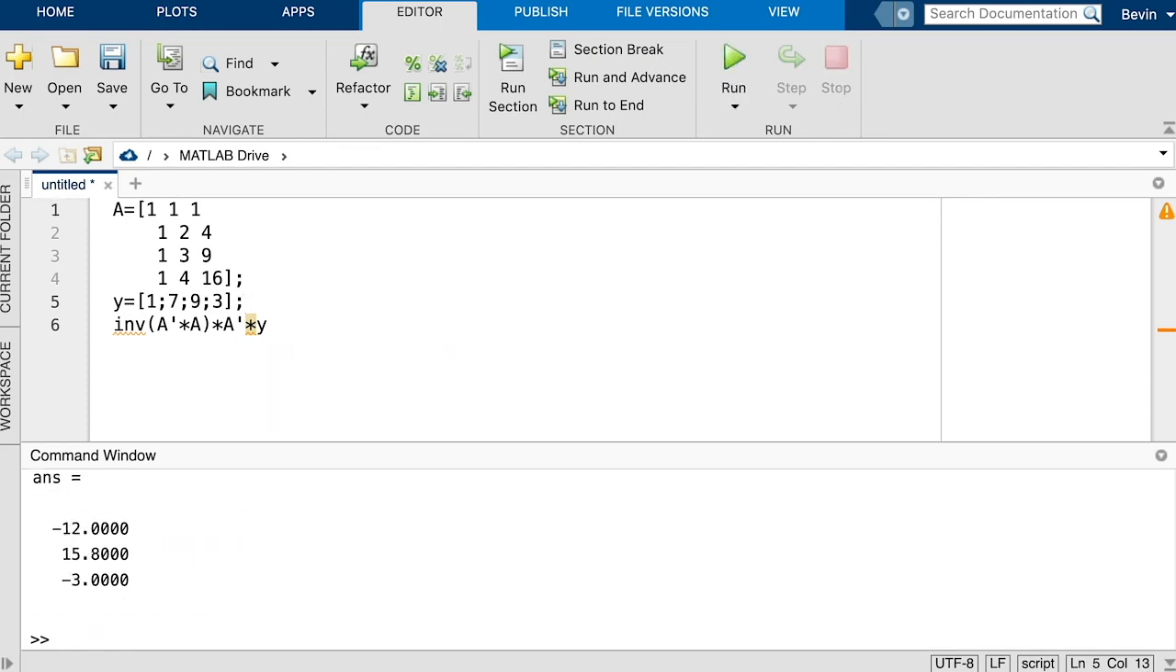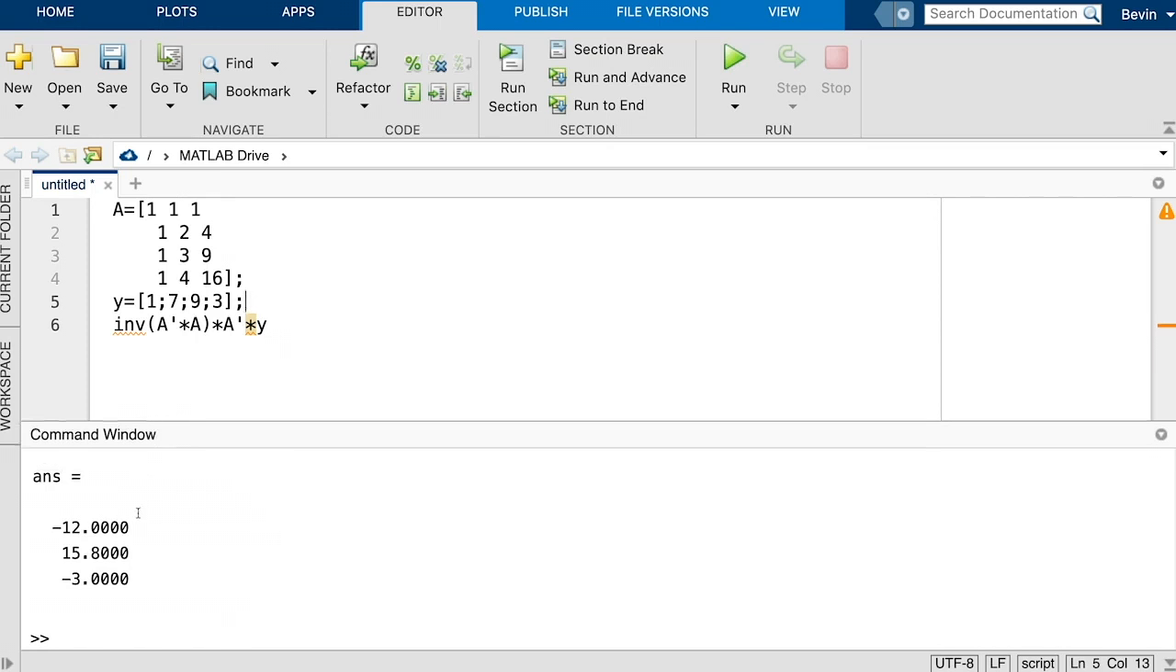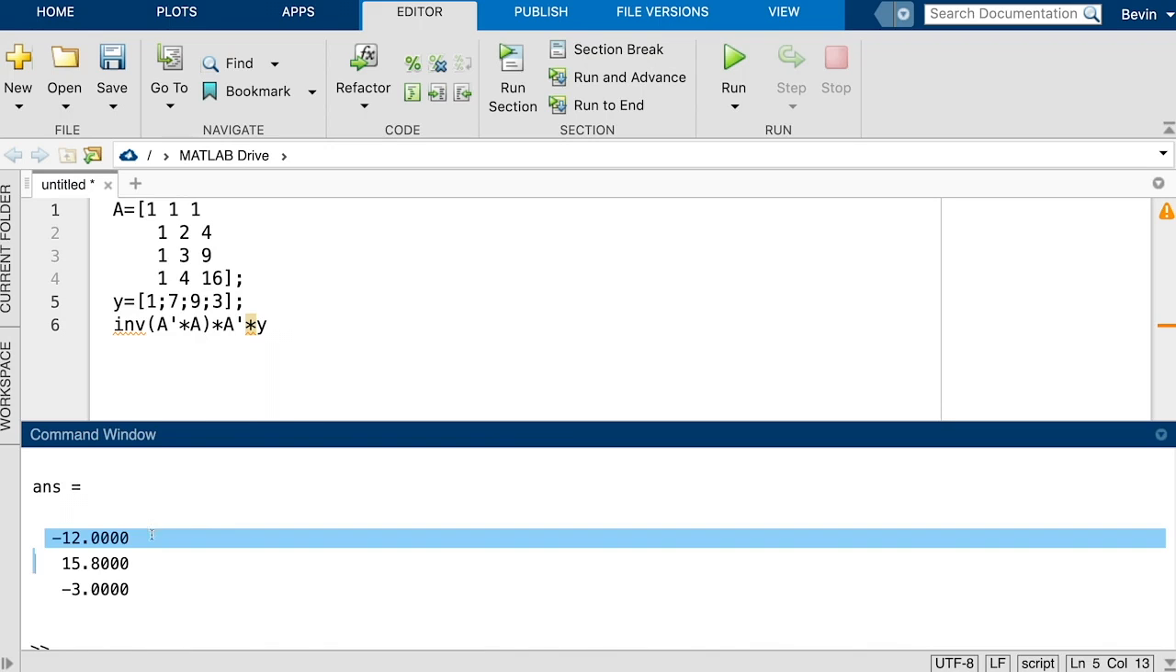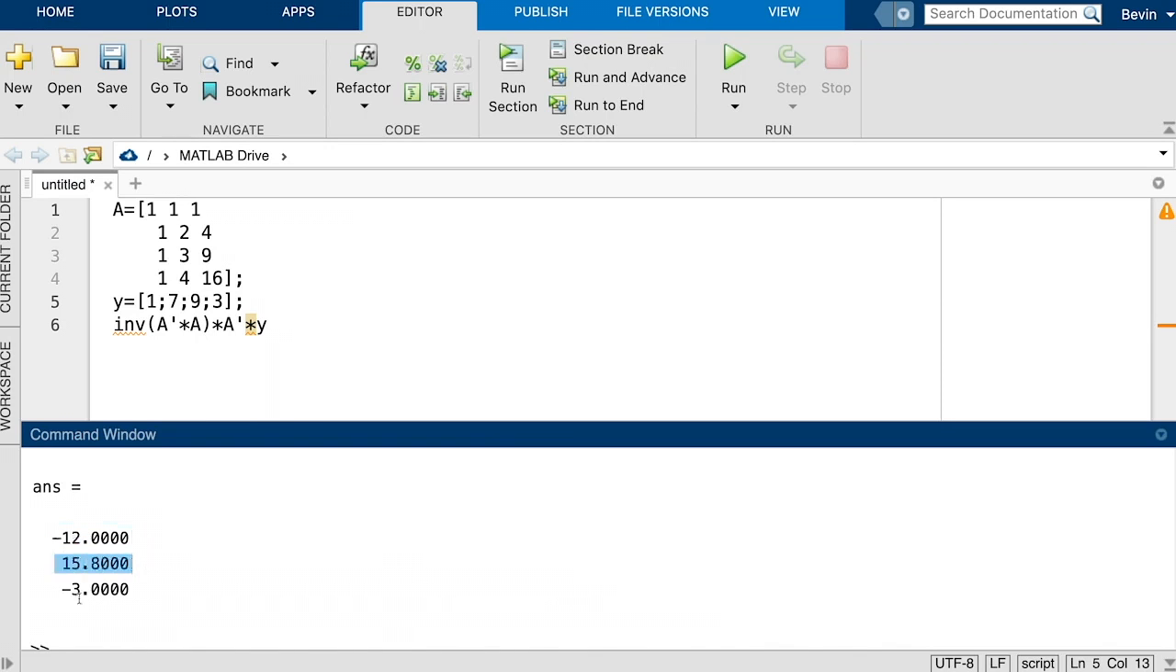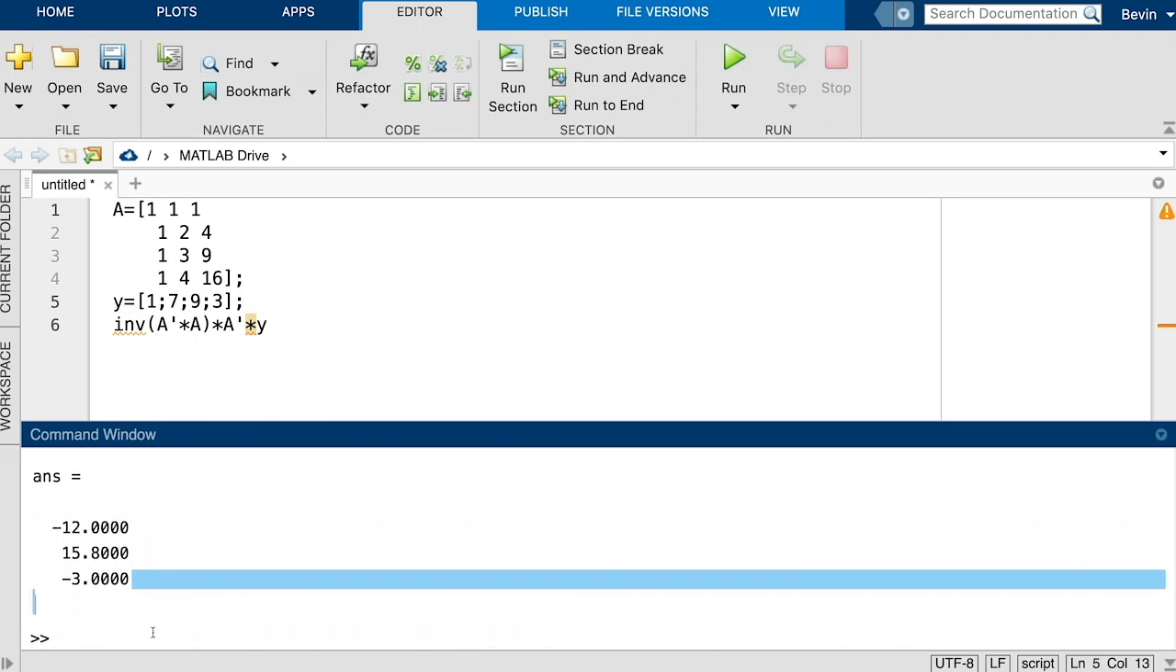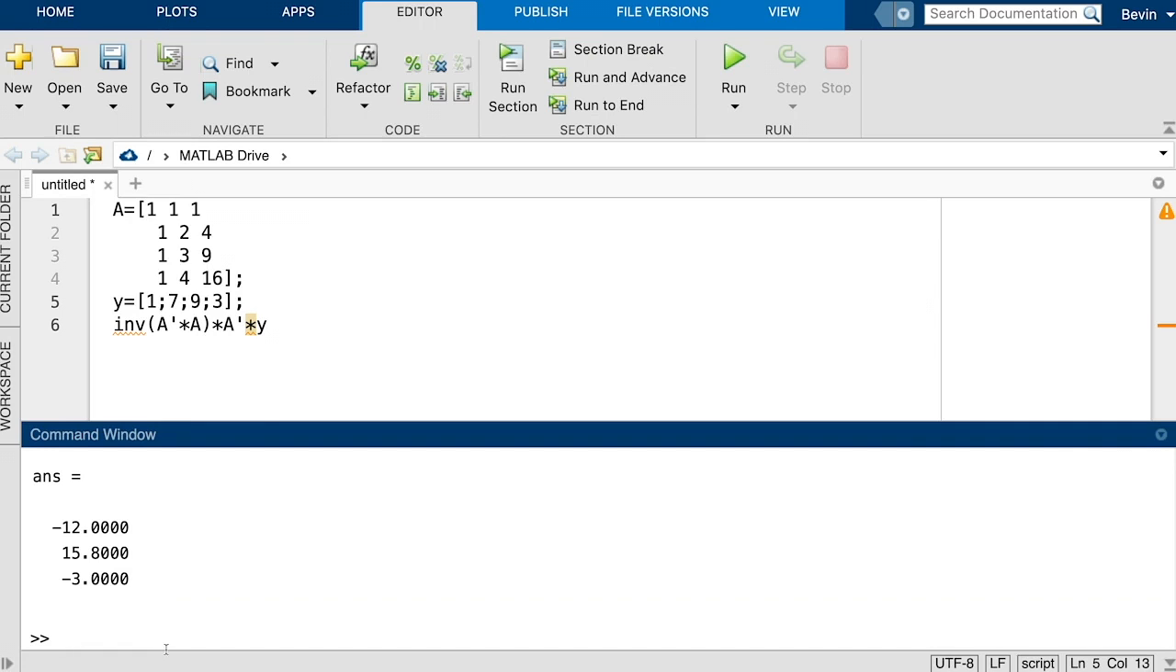So I run it. And we get that the coordinates we need are -12, 15.8, and -3. So this is the constant coefficient. This is on the x term, and then -3 is the coefficient in front of the x squared term. If you're curious how this compares to asking MATLAB directly for the coefficients of the degree 2 polynomial of best fit, it's going to be the same.